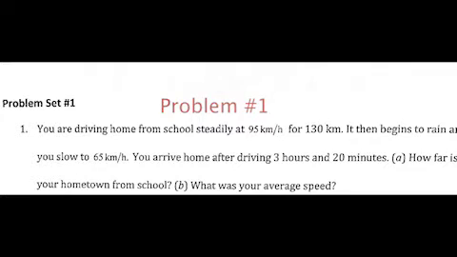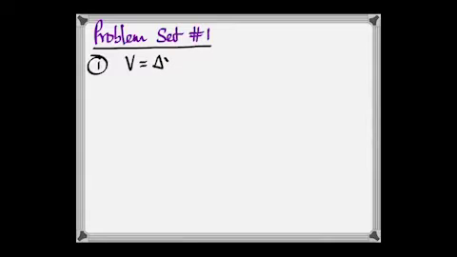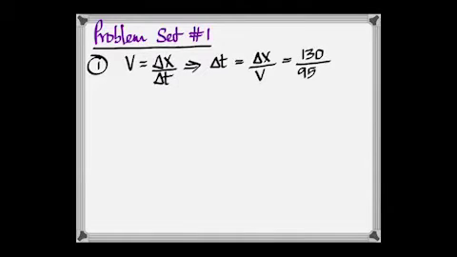Yeah, that's question number 1. Initially, velocity is displacement over time, and so you can find the time using displacement over velocity. The problem says that the displacement is 130 kilometers, right? And the velocity was 95 kilometers per hour. So if you divide them, you will get the time in hours. And so you get 130 divided by 95, which is 1.4 hours. That is the time that you took to drive home from school.